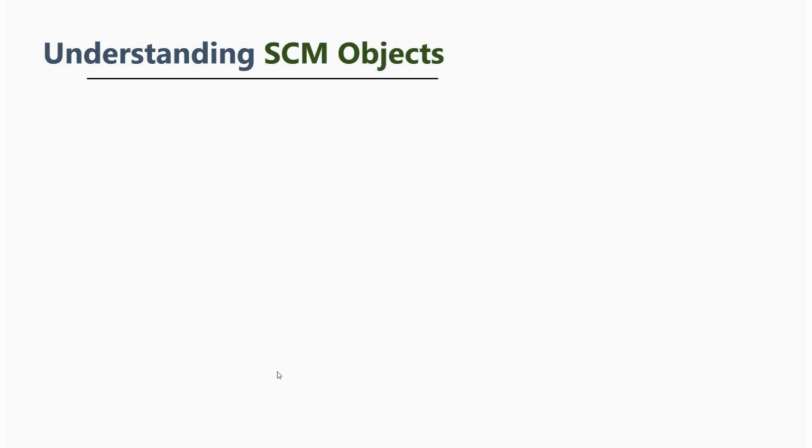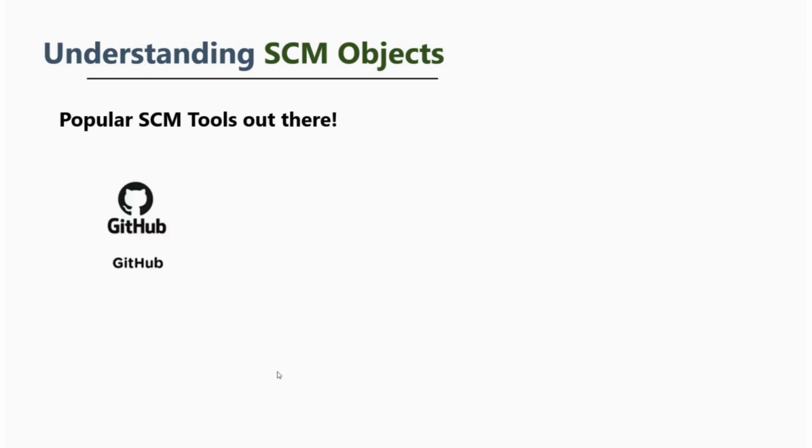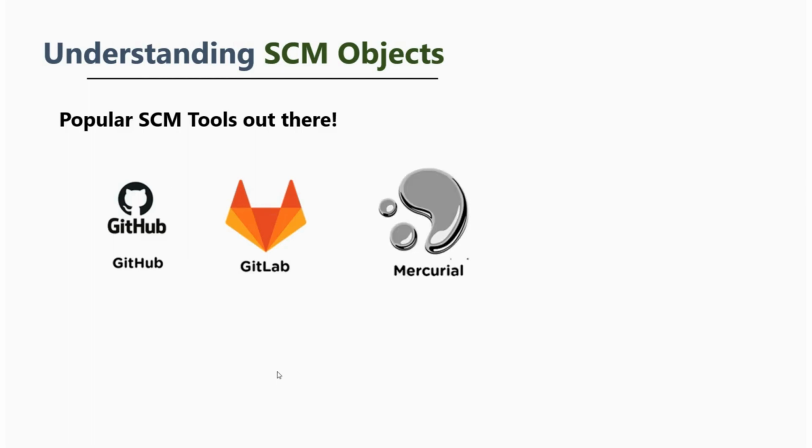That being said, let us look at some of the popular SCM tools out there in the market. We have got GitHub, which is one of the most popular tools. A lot of people in enterprises use GitHub as their choice of source code management tool. The next famous tool is GitLab, which is a newer tool in comparison and it's getting a lot of popularity. There's also something called Mercurial that people use.